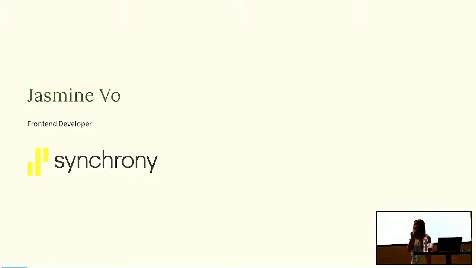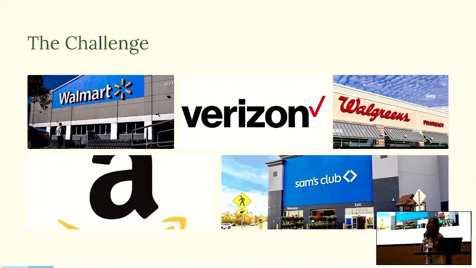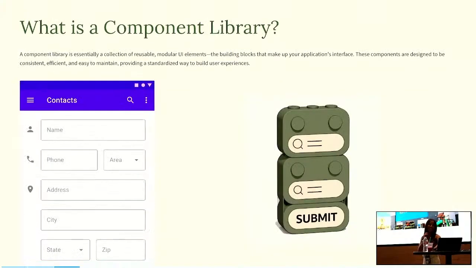I didn't know what Synchrony was until last year, but Synchrony provides the financial layer behind a lot of clients like Amazon, Walmart, Lowe's, Sam's Club. And the challenge behind this was, how do we scale and maintain consistency across all the UI for all these different clients and different products and different services that we're offering? And so this is where the idea of a component library came in, and the answer to our challenge.